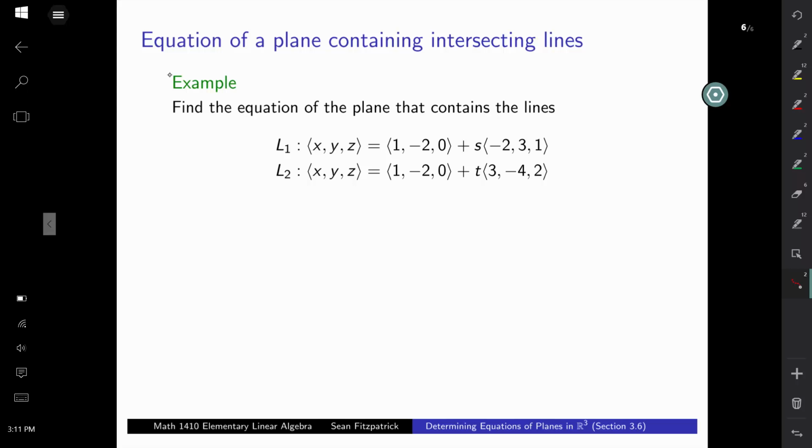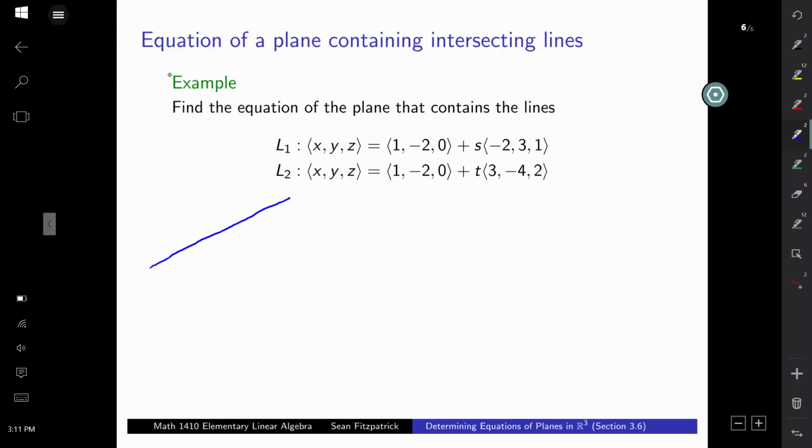By the way, if you want to give yourself a little bit of a challenge, think about how you would write down the equation of a plane containing parallel lines. We could work on that one as well. Maybe ask me to do that one in class. If we have time, we'll do that as an example. All right. So we've got our 2 lines. We've got the equations for the 2 lines. How do we get the equation for our plane?